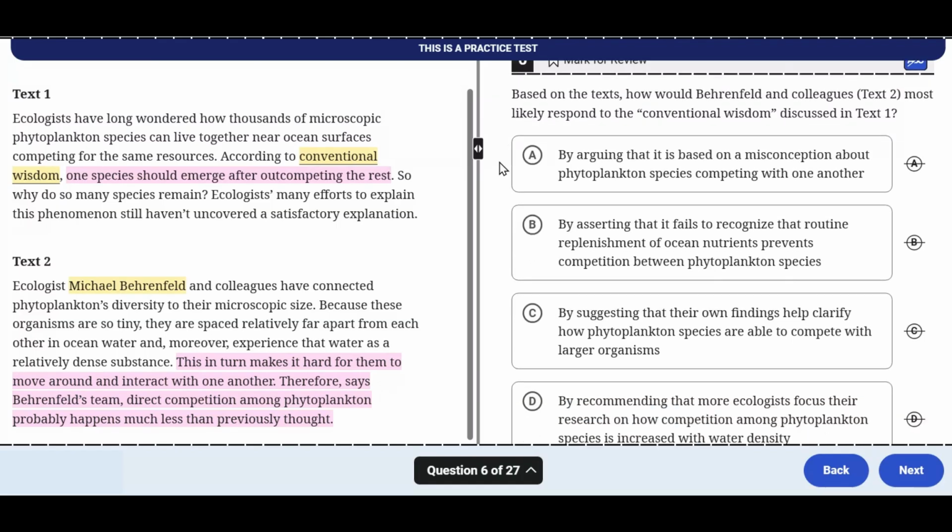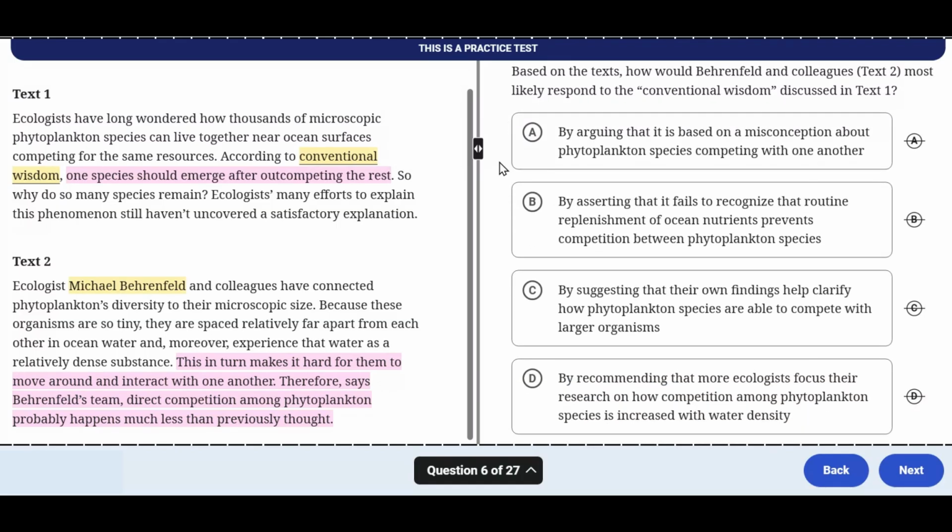Now let's see if one of the answer choices matches the answer I briefly outlined. A. By arguing that it is based on a misconception about phytoplankton species competing with one another. There doesn't seem to be a misconception here because direct competition is different than what was originally thought. So I would say this could be our answer, but let's go ahead and keep reading to make sure.